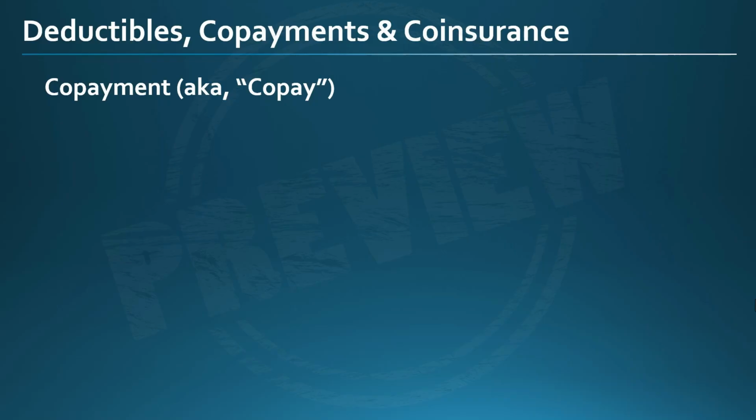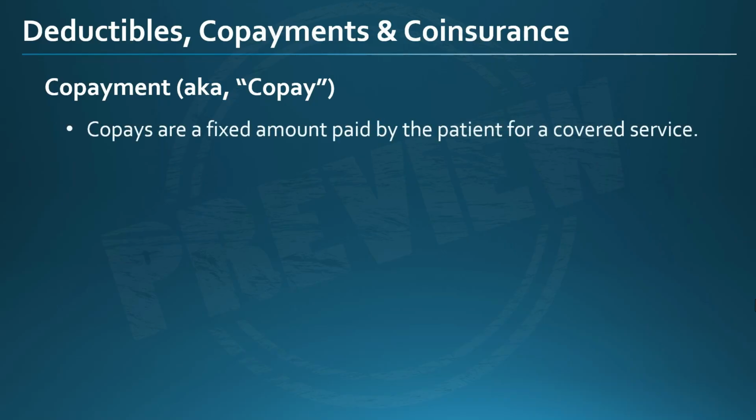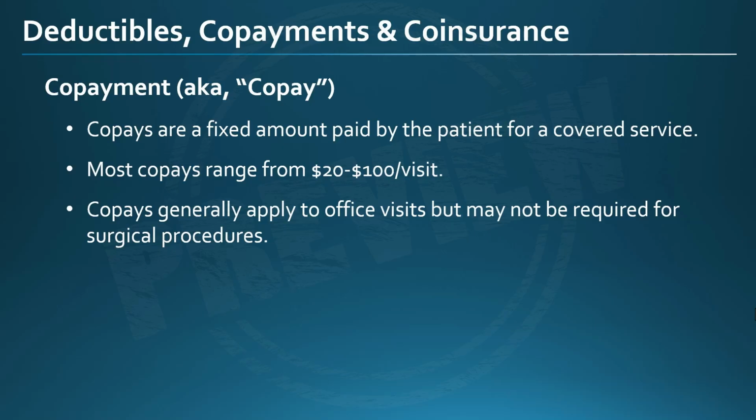Next, let's discuss copayments. A copayment, or copay, is a fixed amount the patient pays for a covered service during the visit. These typically range from $20 to $100, depending on the insurance plan. Copays are straightforward. They usually apply to office visits but not to surgical procedures. For example, let's say a patient comes in for a routine psoriasis follow-up. The copay would typically apply.